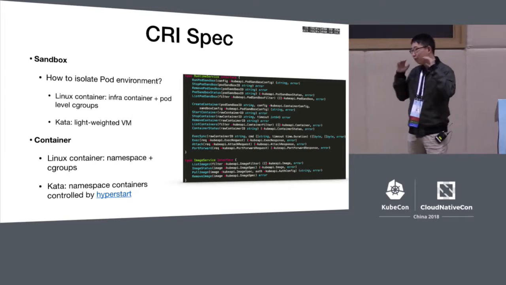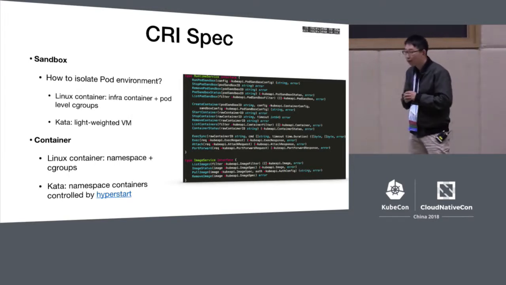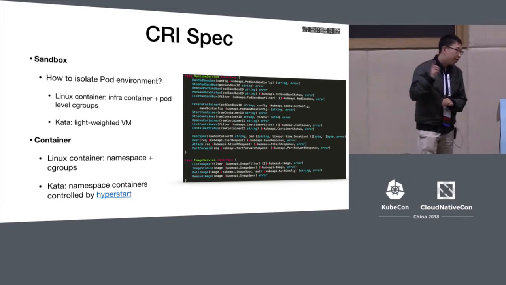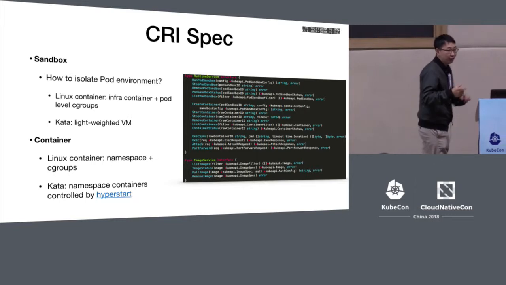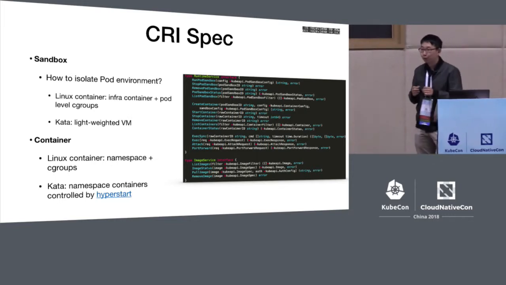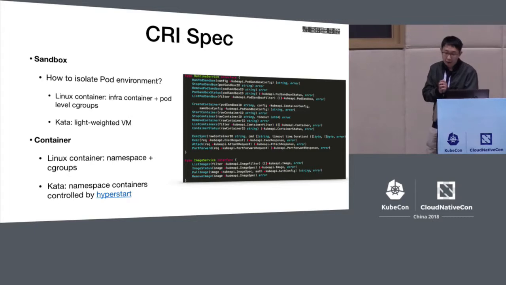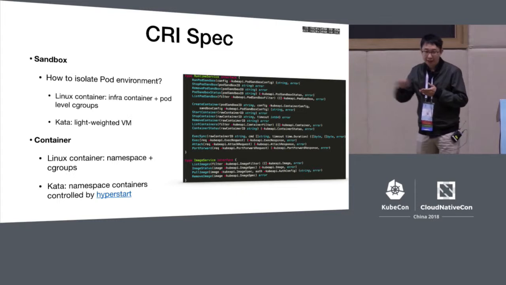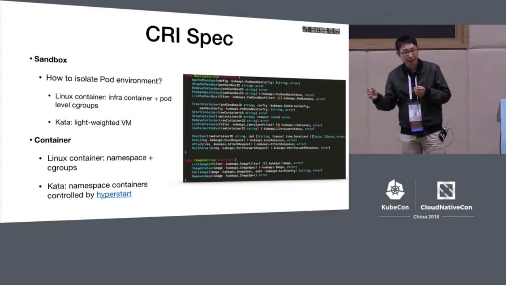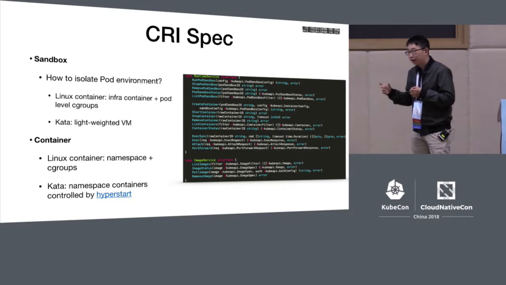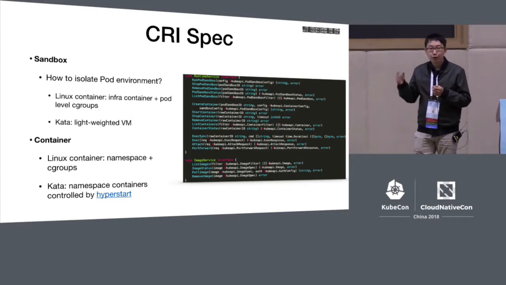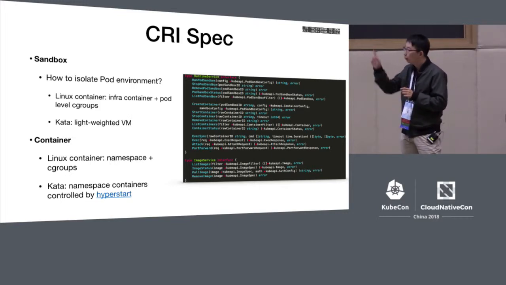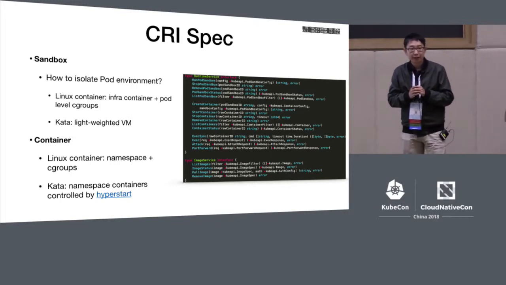This is the CRI specification. It has defined the interfaces and containers. One is sandbox, another is container. What is sandbox? It describes the mechanism that you use to envelop the different containers. For Docker or Linux containers, it runs the infra container, which is very small. And this container is used to hold all pod-level cgroups. So very simple. If you use Linux containers, it will not have the Kata-level isolation for you.